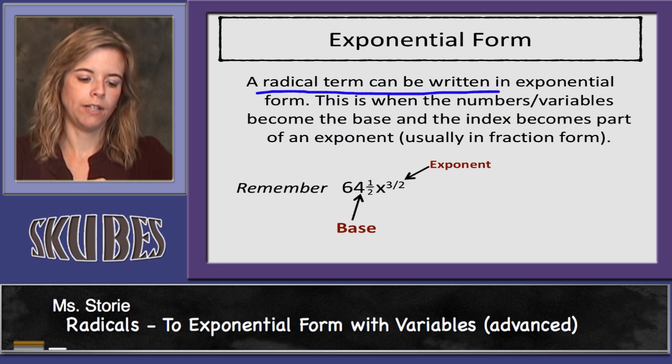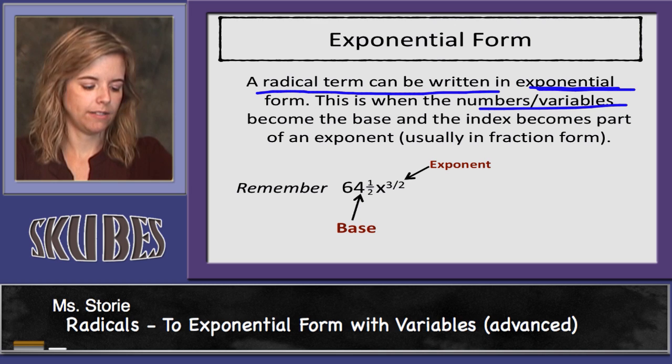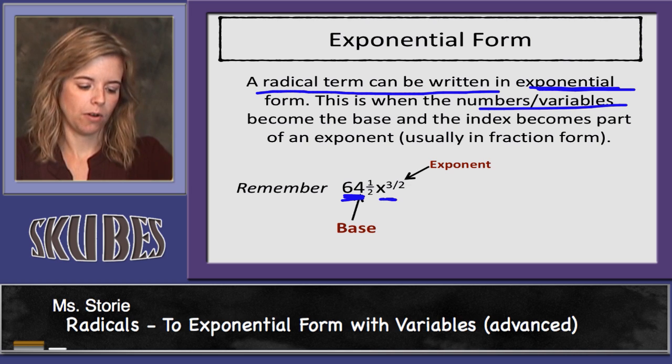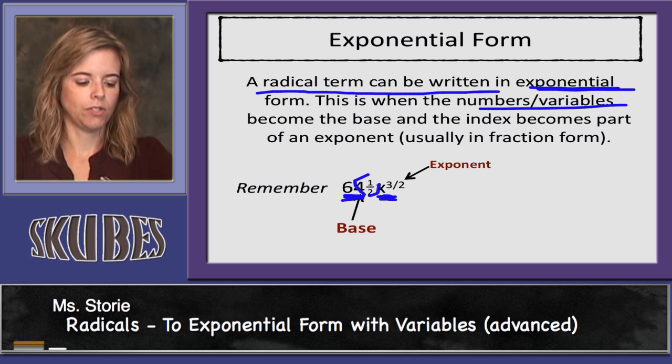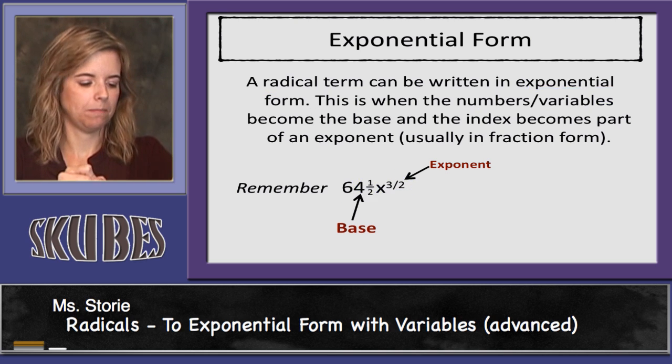A radical term can be written in exponential form. This is when the numbers and the variables become the base, and the base is the big number, and the index becomes part of the exponent, and it's usually in fraction form. So I had my base of 64 and x, and then I've got little teeny tiny fractions, and we'll talk about those fractions in just a minute.